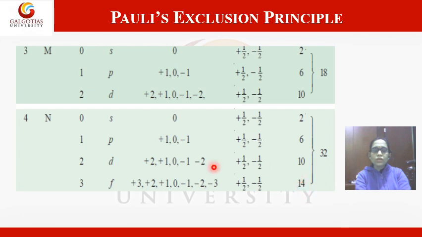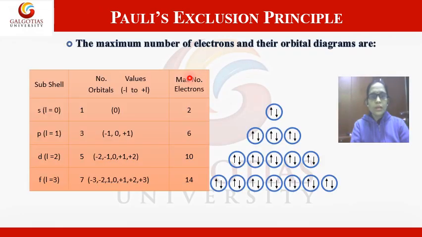Then, for the 4th shell, the 4s orbital can accommodate 2 electrons, the 4p orbital 6 electrons, the 4d orbital 10 electrons, and the 4f orbital 14 electrons. So the total number of electrons present in the 4th shell is 32. Here you see that in each orbital Pauli's exclusion principle is satisfied. Let us examine the spin quantum number of the electrons that are accommodated in an orbital.